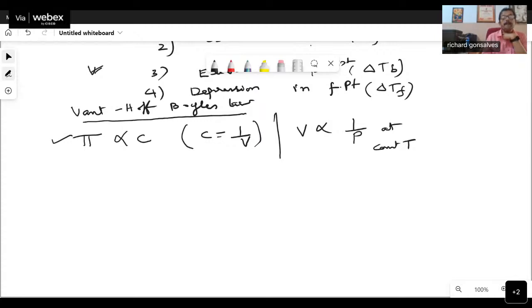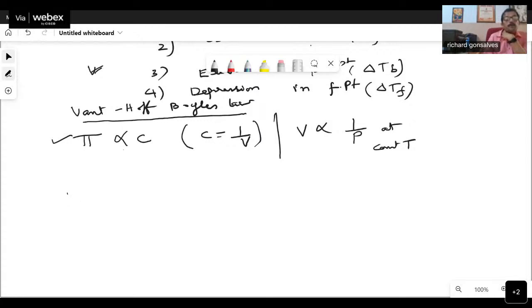See, instead of pi, I have P. Instead of C, I have V. P is inversely proportional to 1 by V. Pi is inversely proportional to 1 by V, that is C. This is called Van 't Hoff's Boyle's law.